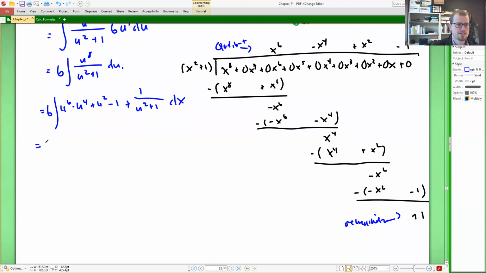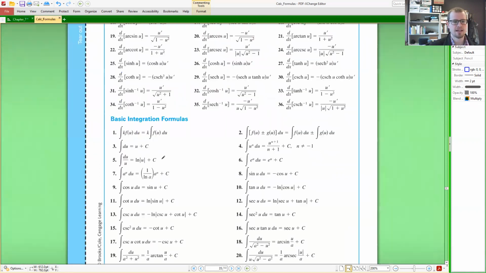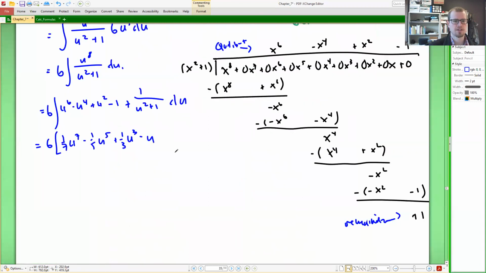So this gives us 6 times integral of u to the 6th is 1/7 u to the 7th. Integral of u to the 4th is 1/5 u to the 5th. Integral of u squared is 1/3 u cubed. Integral of 1 is just u. Put dx there, that's supposed to be. All right, integral of 1 is u. Integral of this is, again, that's explicitly the arctangent. So this is plus arctangent of u. Don't forget the plus c.